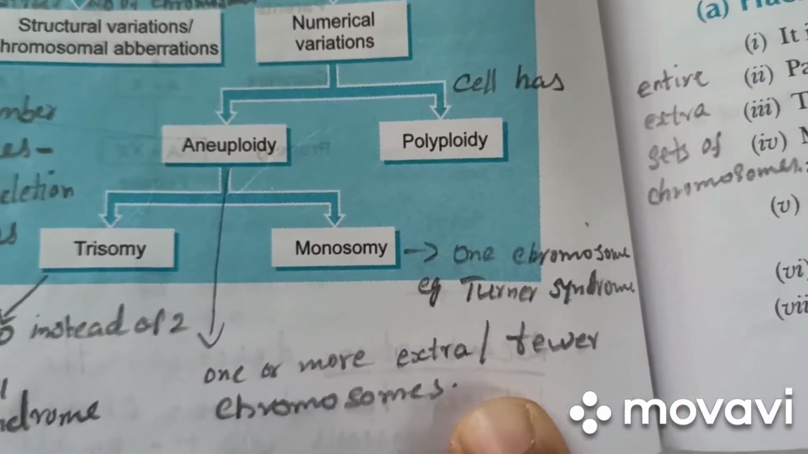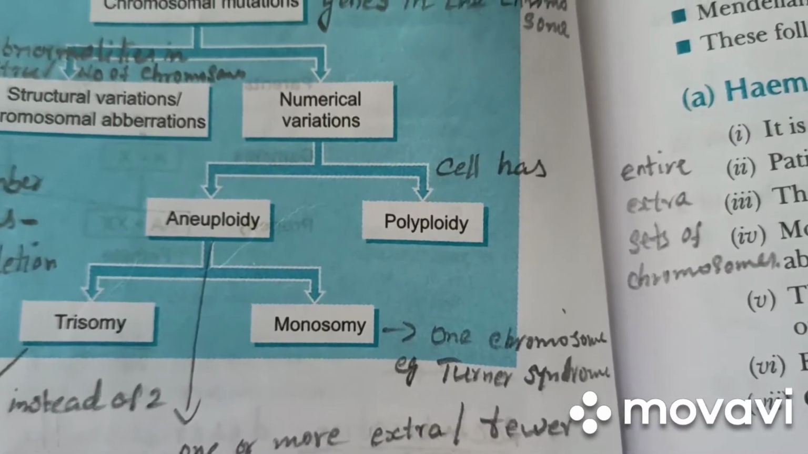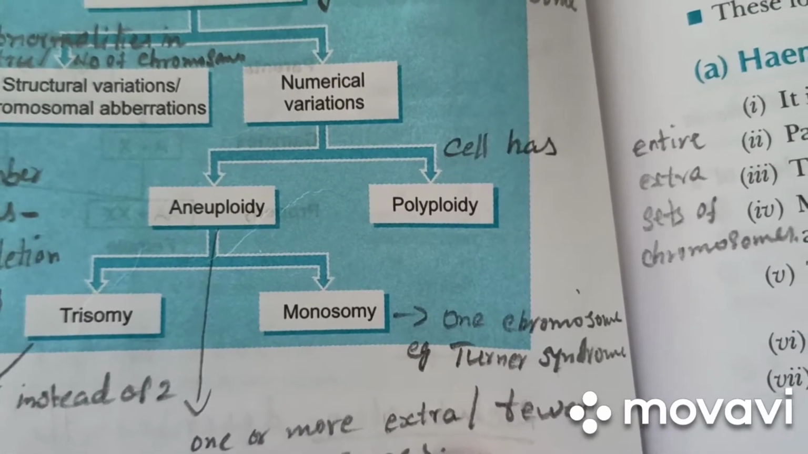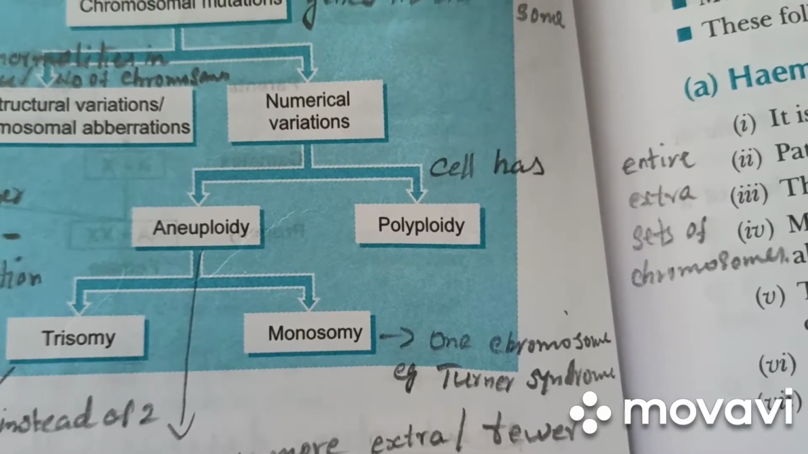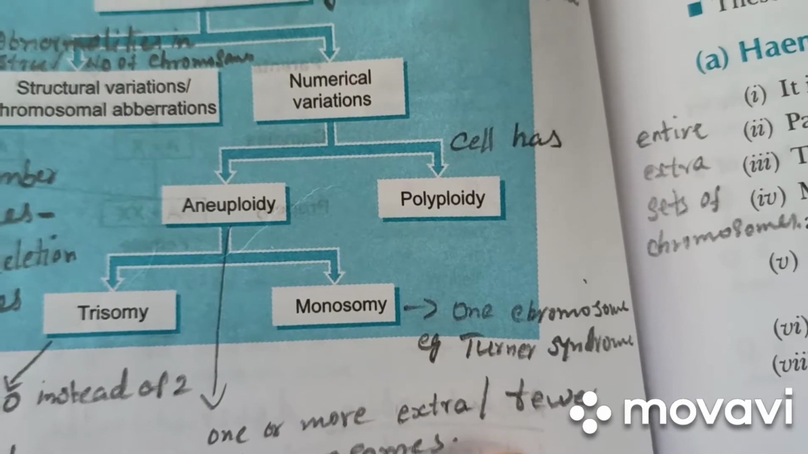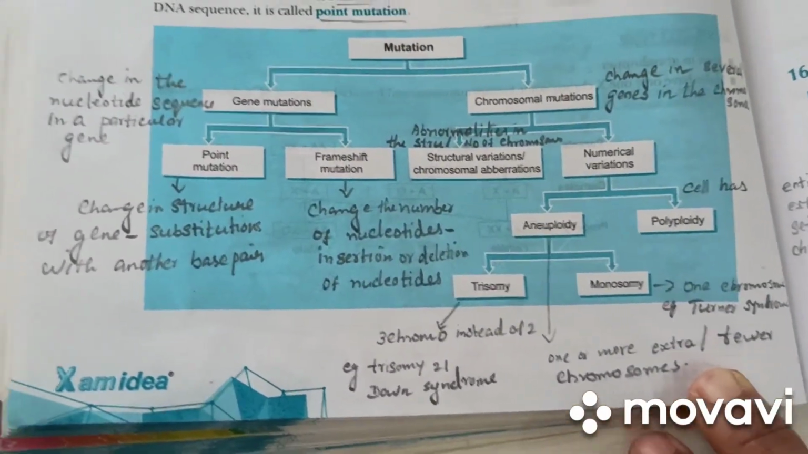The next one is monosomy. Monosomy means 1 chromosome: instead of 2 chromosomes, we can see only 1. Example, Turner syndrome, a disease. That is an example for monosomy. Clear, children? So these are the different types of divisions. I will repeat once more.